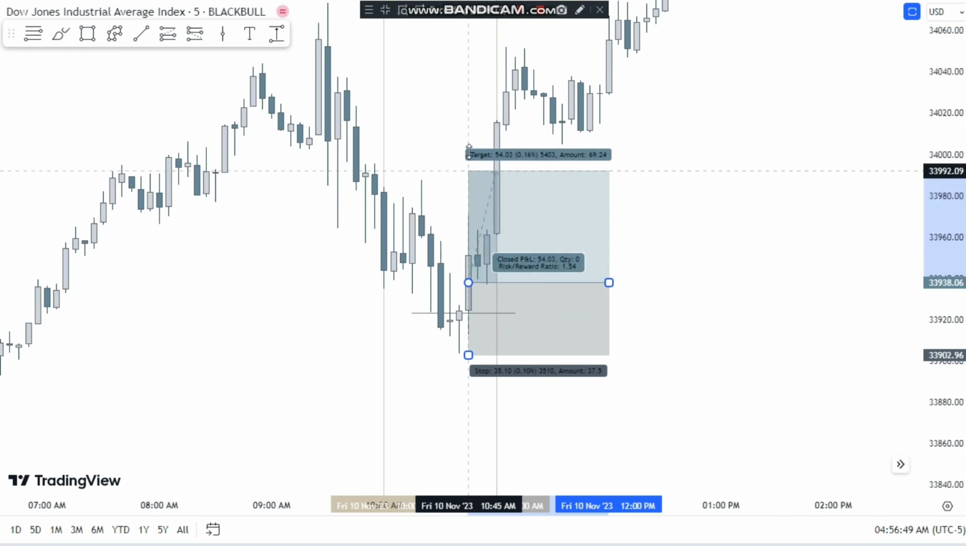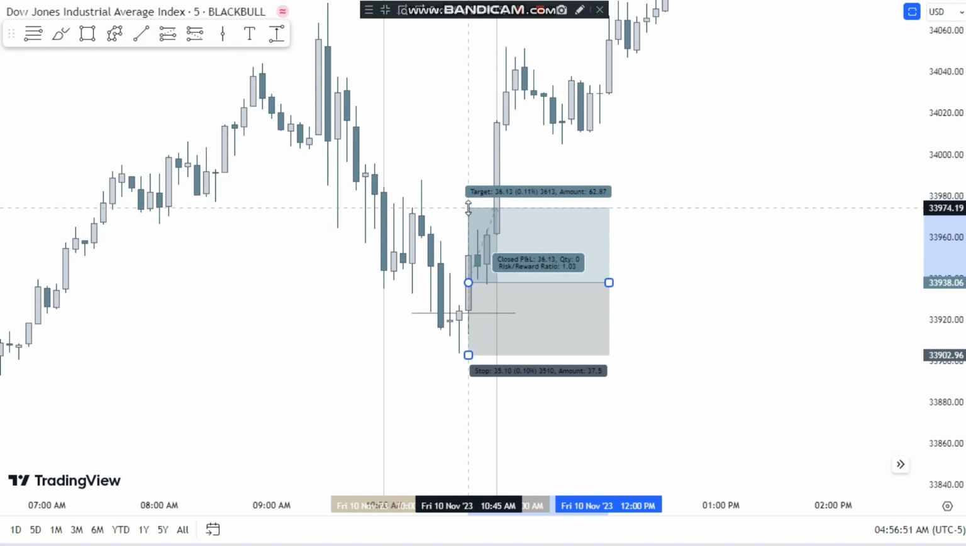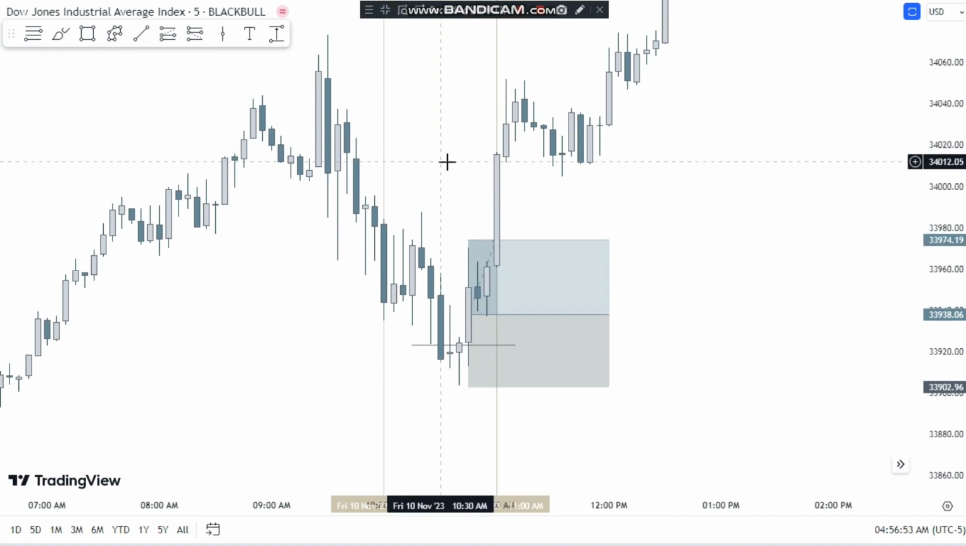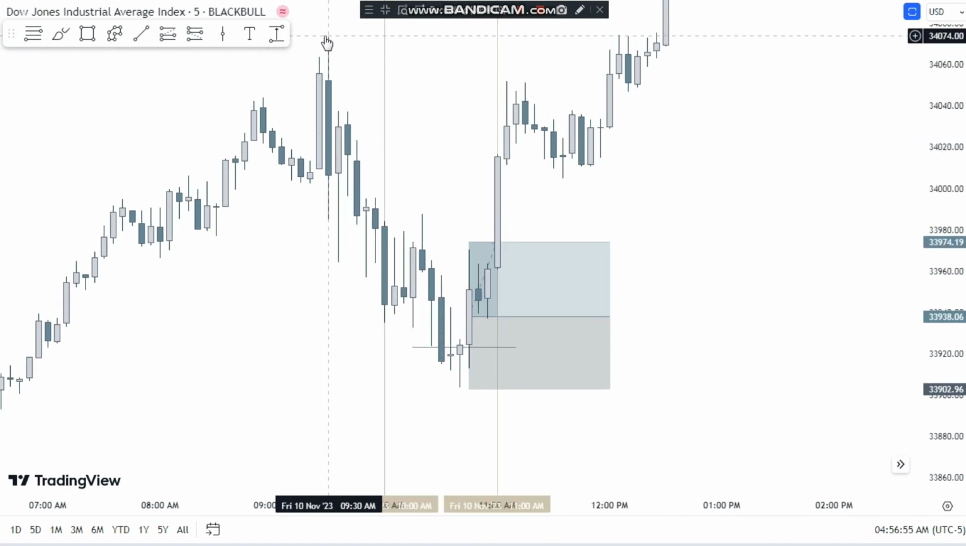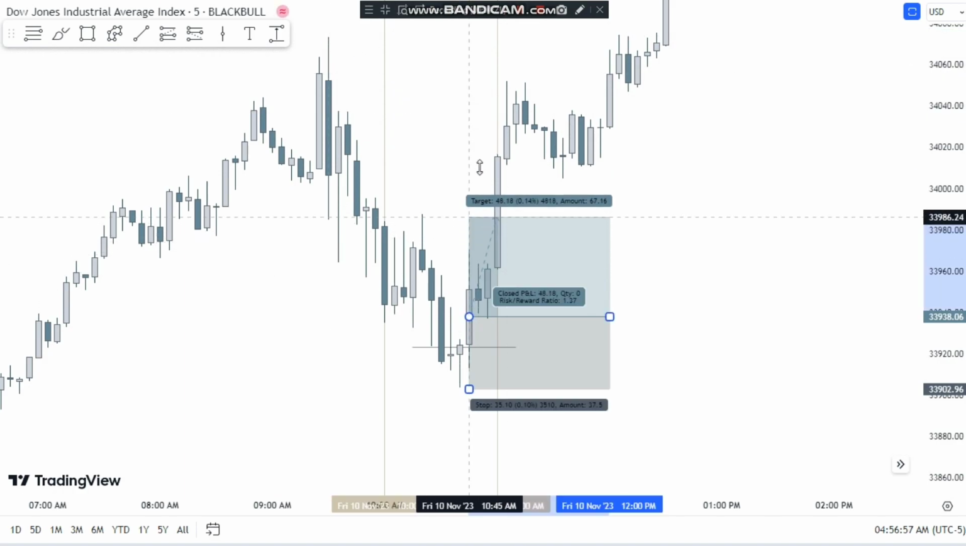You can always target more. Usually I close 50% of my trade here and then I wait for these swing highs, so you can always target these highs.